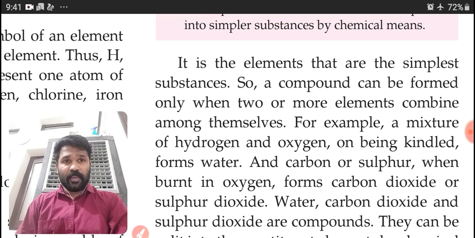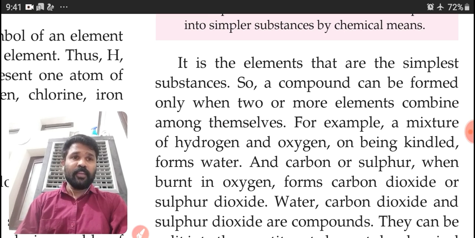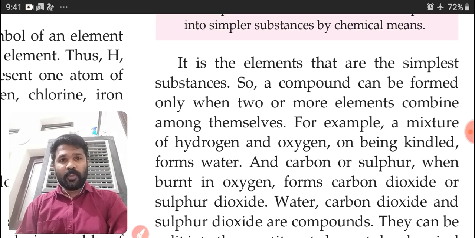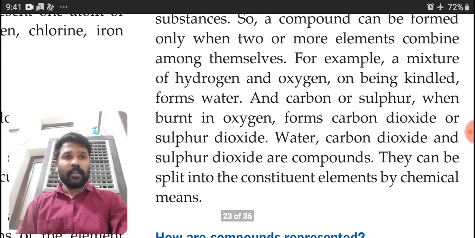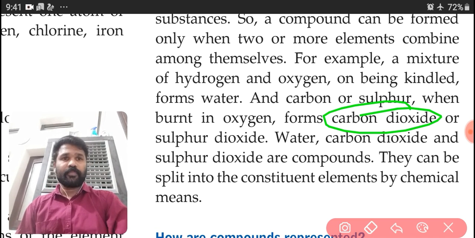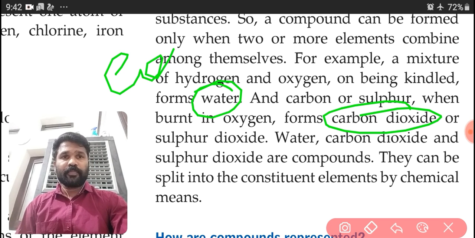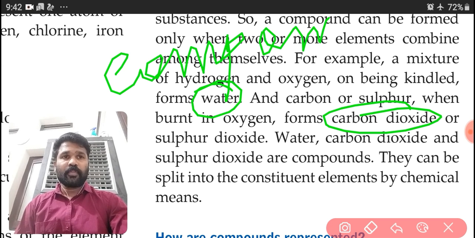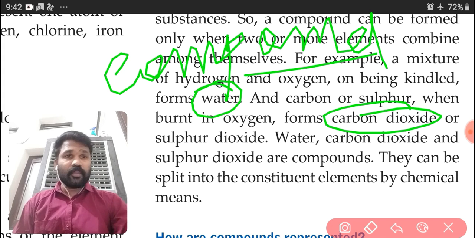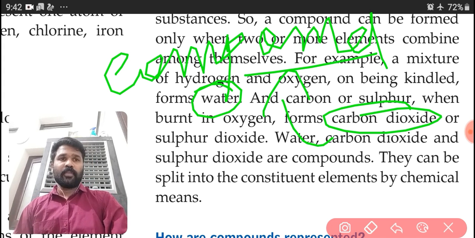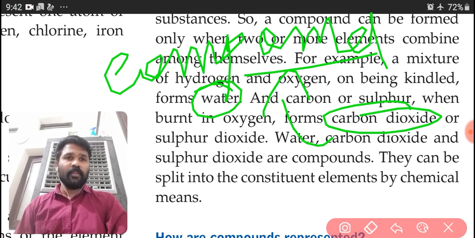For example, a mixture of hydrogen and oxygen on being kindled forms water. And carbon or sulfur, when burnt in oxygen, forms carbon dioxide. A mixture of hydrogen and oxygen on being kindled gives water, that is a compound. Another compound is carbon dioxide, formed from carbon and oxygen.